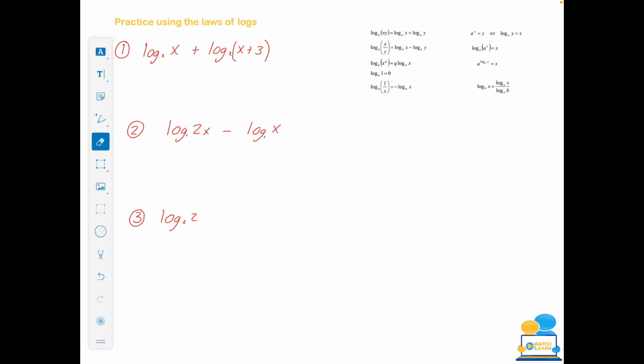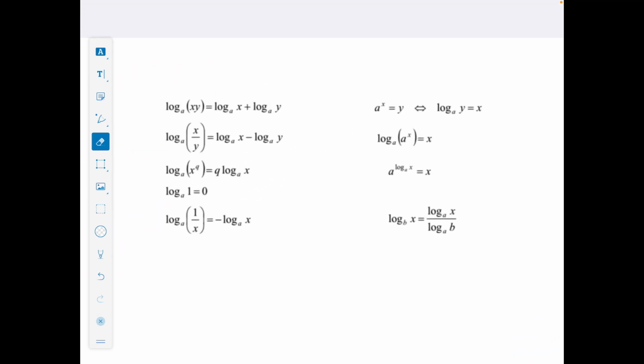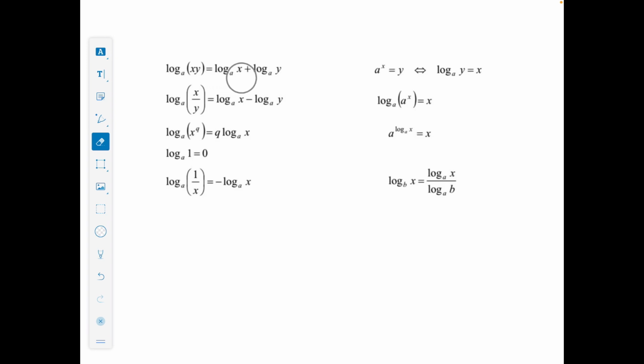Now moving on to logs, we're just going to start with some fairly basic examples again, just using the formulas. So we'll look at the first question. We've log to base 2 of x plus log to base 2 of x plus 3. So you go to your formulas and you say, okay, I have something that looks like this. So what am I going to do?